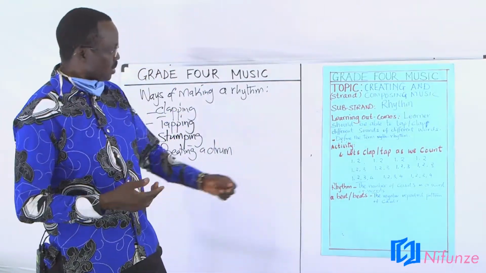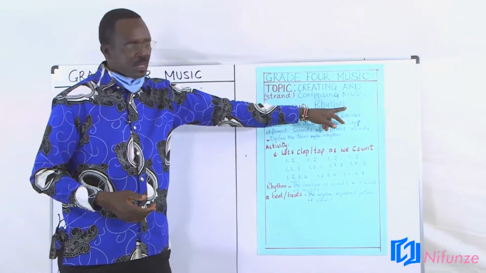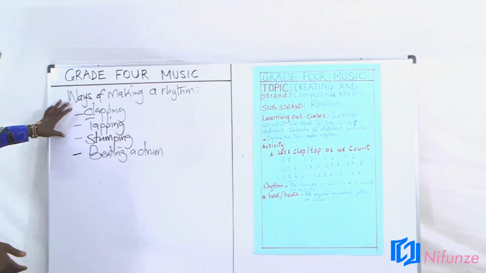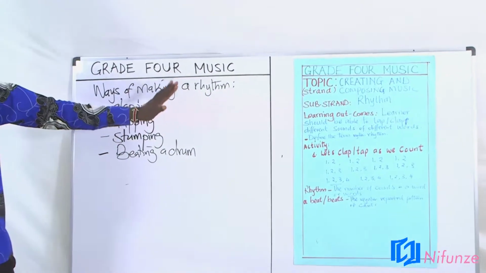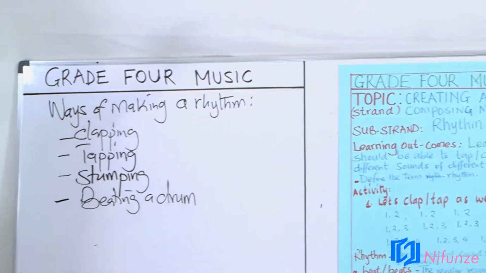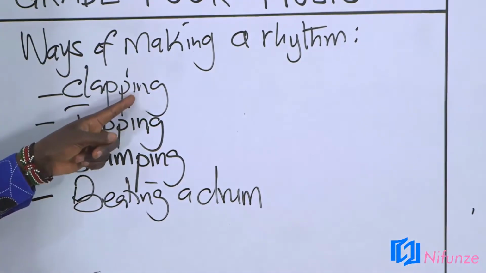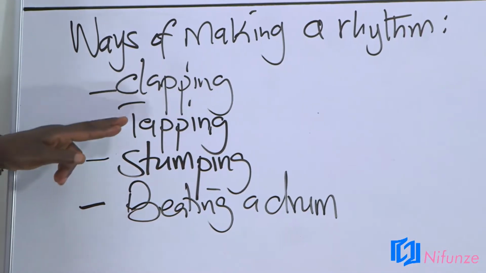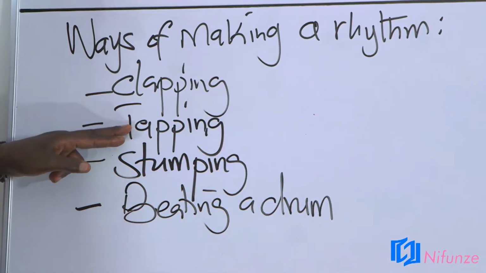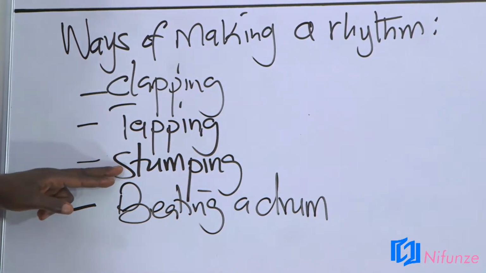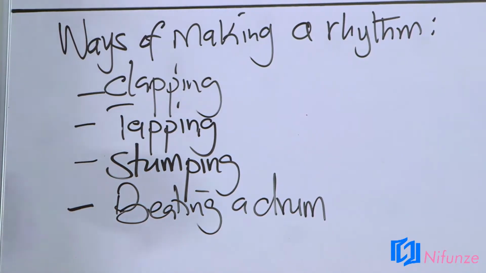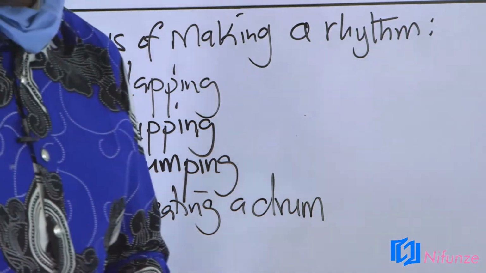Remember, our substrand is rhythm and how to create it. So these four are the ways of creating a rhythm. If you want to create a rhythm, you can create it by clapping. You can create a rhythm by tapping. You can create a rhythm by stamping your feet. You can create a rhythm by beating a drum as an accompaniment.